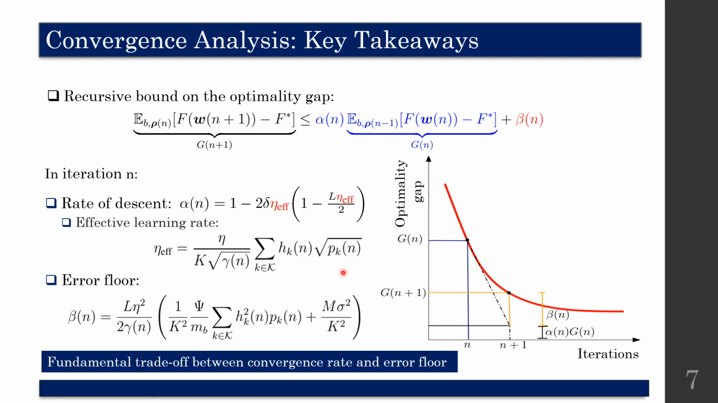Notice that if you increase transmit power of a single device, then the effective learning rate will increase, and in certain regime the rate of descent will decrease. That means we'll contract more in an iteration if we increase the transmit power. Also notice that increasing the transmit power increases the error flow. That means by increasing the transmit power, we contract more, but the residual error also increases. And this brings out the fundamental trade-off between the convergence rate of the algorithm and the error flow.